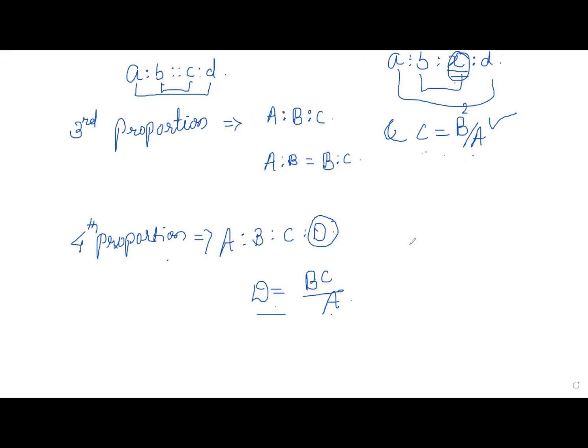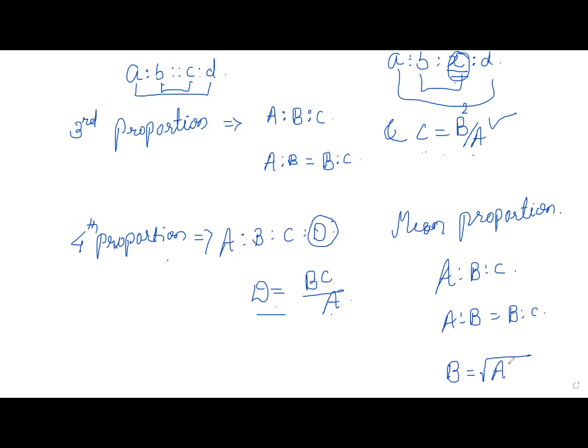Okay, then how to get the mean proportion? Mean proportion. Suppose we have a is to b is to c, then mean proportion will be a is to b equal to b is to c, means here b is equal to square root of a into c. These are the shortcut methods to find out the third proportion, fourth proportion, or mean proportion of the given terms. Okay, everyone understood this?